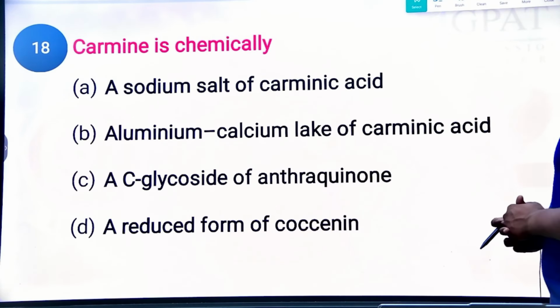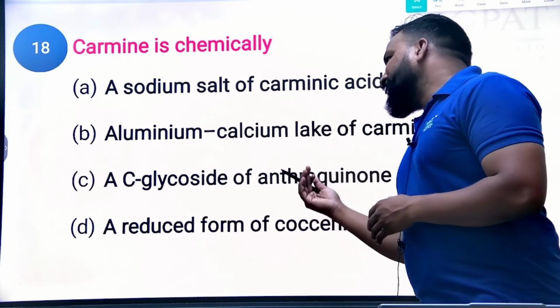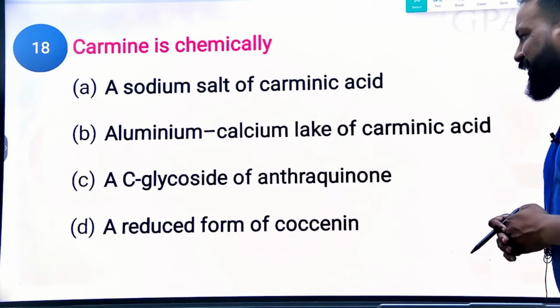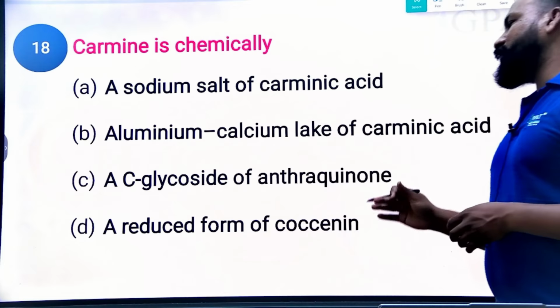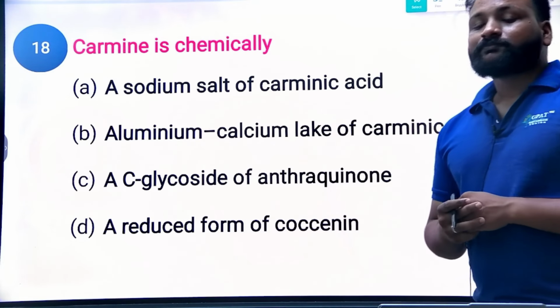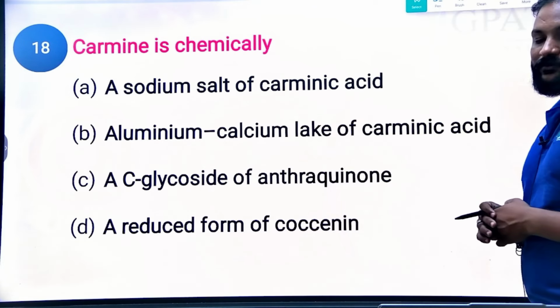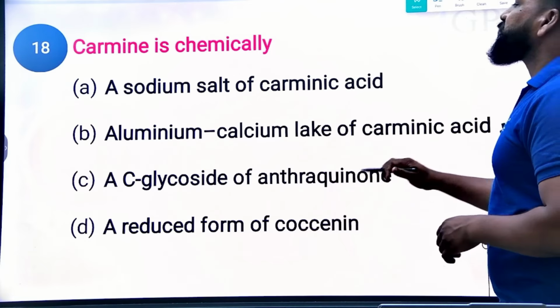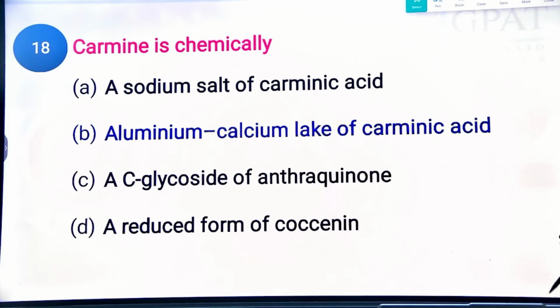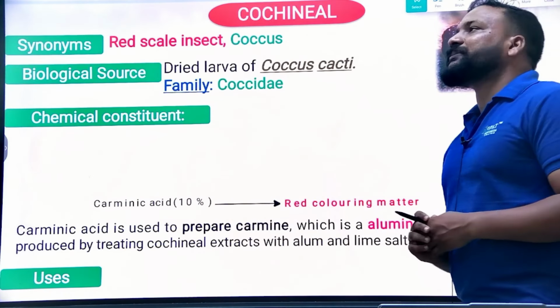Carmine is chemically a sodium salt of carminic acid, aluminum calcium lake of carminic acid, C-glycoside of anthraquinone, or reduced form of cochineal. What's the right answer? Carmine is chemically known as the aluminum and calcium lake of carminic acid. So, it is obtained from insects.